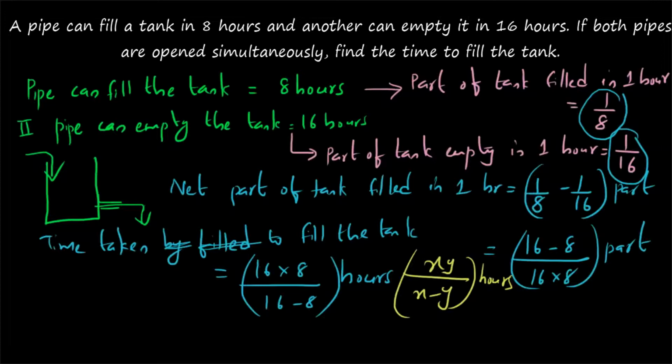In the first video we saw that when both the pipes are filling or when both the pipes are emptying, the time taken will be equal to xy divided by x plus y. But here opposite actions are taking place. One pipe is filling and the second pipe is emptying. So the total time taken will be equal to xy divided by x minus y hours. So when we do this, 16 into 8 divided by 8 gives you 16 hours. So 16 hours will be taken for the tank to be full.